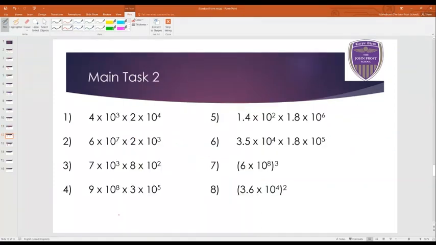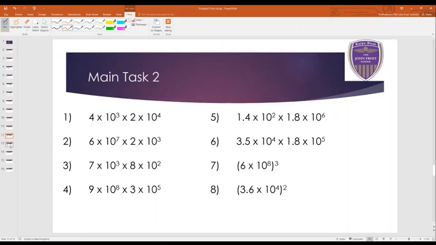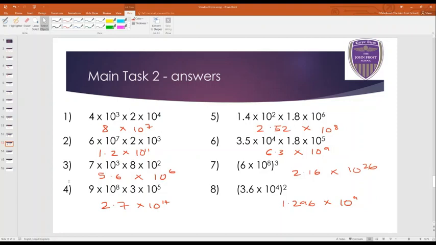Okay, now that we've got those examples down, then here is the next task. Okay, so similar sort of thing. Press pause, have a go at the questions, and then press play when you're ready to come back and see the answers. Okay, welcome back then. So the answers here for task 2 are all here. So just again, probably a good idea to press pause here, just have a quick check over your answers, fill in any mistakes that you may need to, and press play when you're ready to move on then.